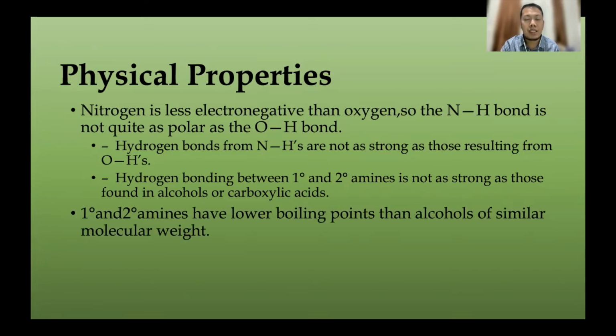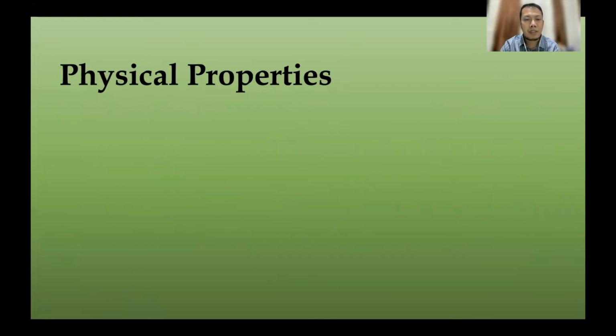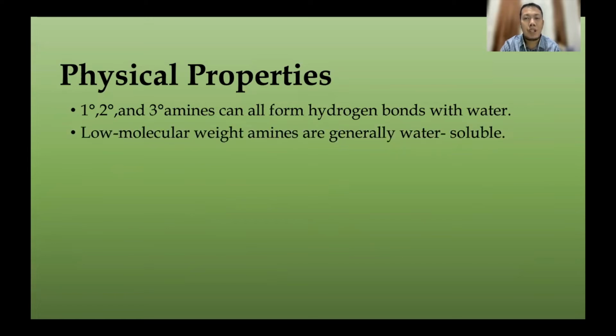Primary and secondary amines have lower boiling points than alcohols of similar molecular weight because of that explanation a while ago. Tertiary amines, since they do not hydrogen bond to each other, have boiling points similar to hydrocarbons of the same molecular weight. Primary, secondary, and tertiary amines can all form hydrogen bonds with water. So low molecular weight amines are generally water soluble. These low molecular weight amines are those with a lower number of carbons.